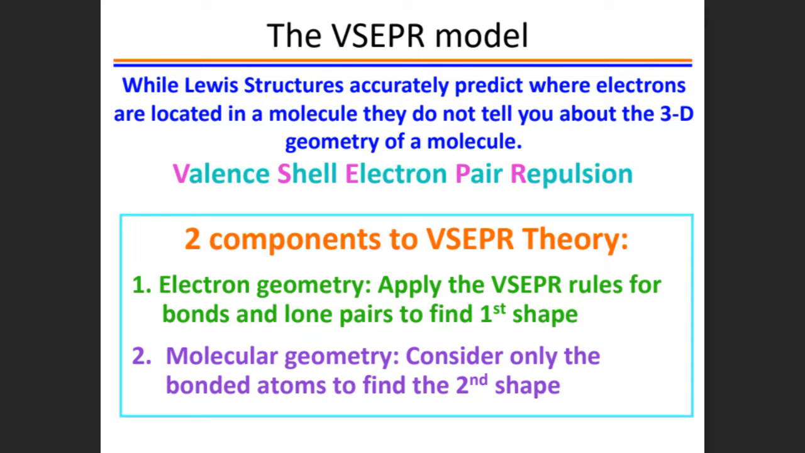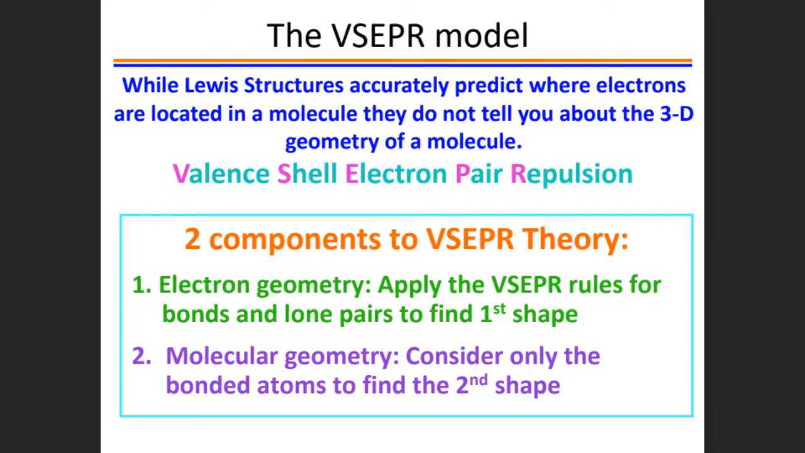Anyway, Lewis structures do not deal with the 3D structure. Valence shell electron pair repulsion, VSEPR, will tell us lots of things about that. So for electron geometry, apply the VSEPR rules for the bonds and the lone pairs to find the first shape.